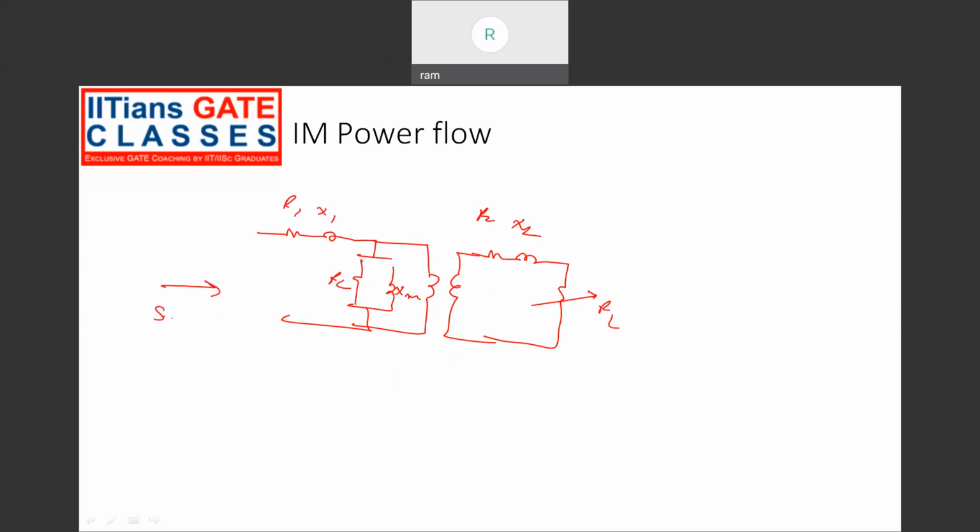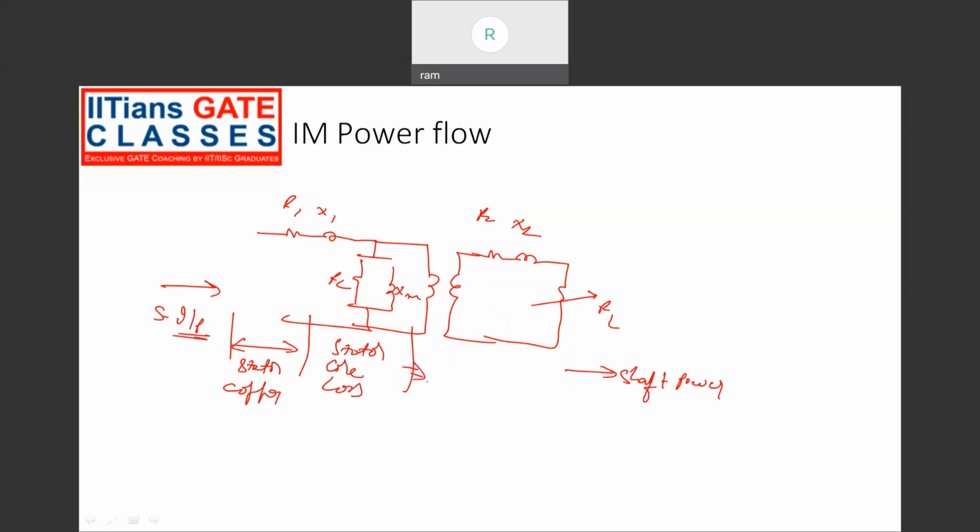Here we have the stator power input, right? This is the output, let's say we call it the shaft power. From the stator input we subtract the stator copper losses, and then we subtract the stator core loss, the RC component. Then we get the air gap power, that is PAG, or rotor input power.